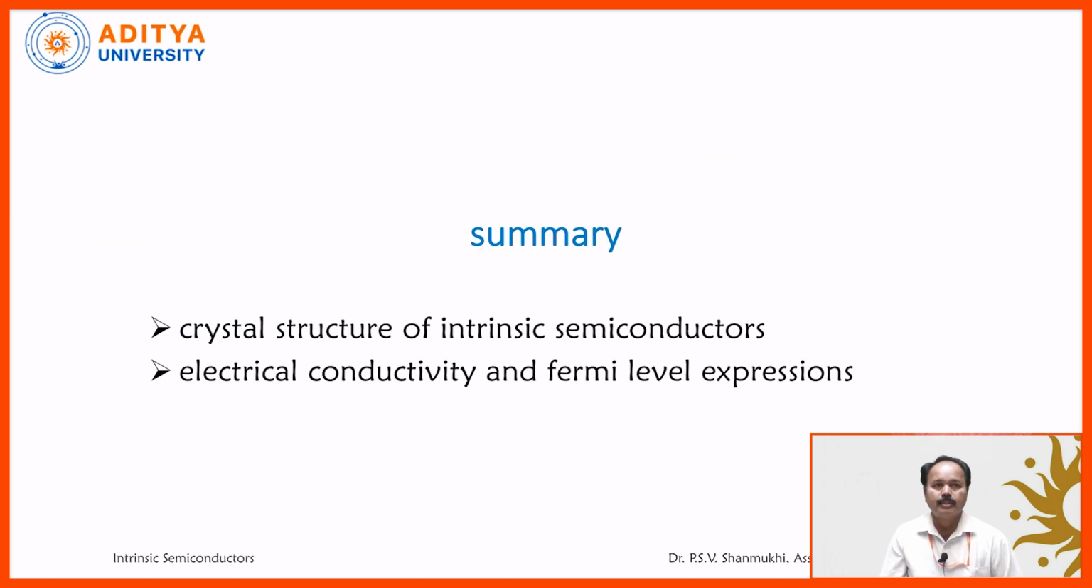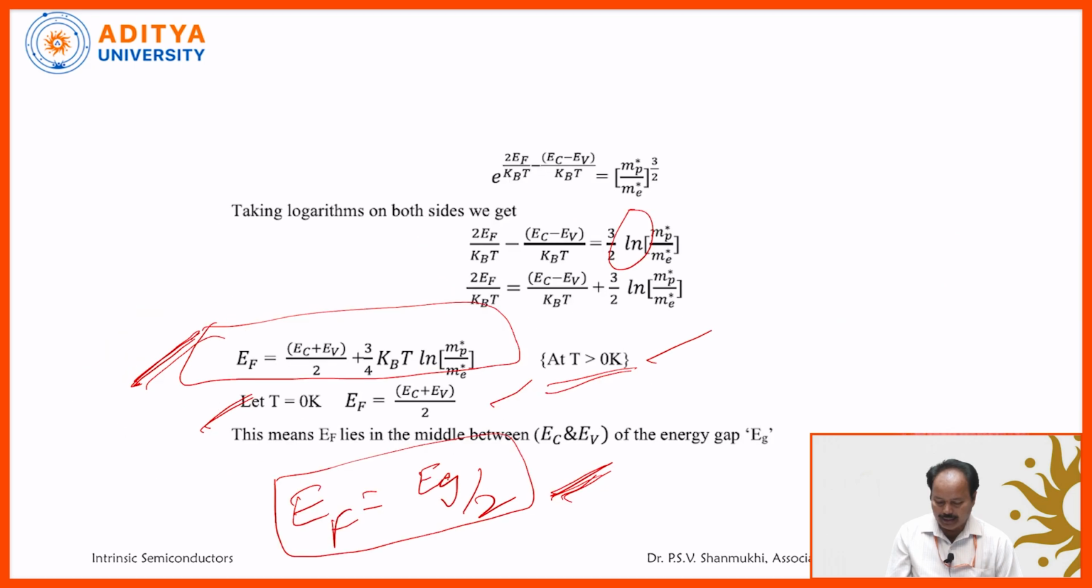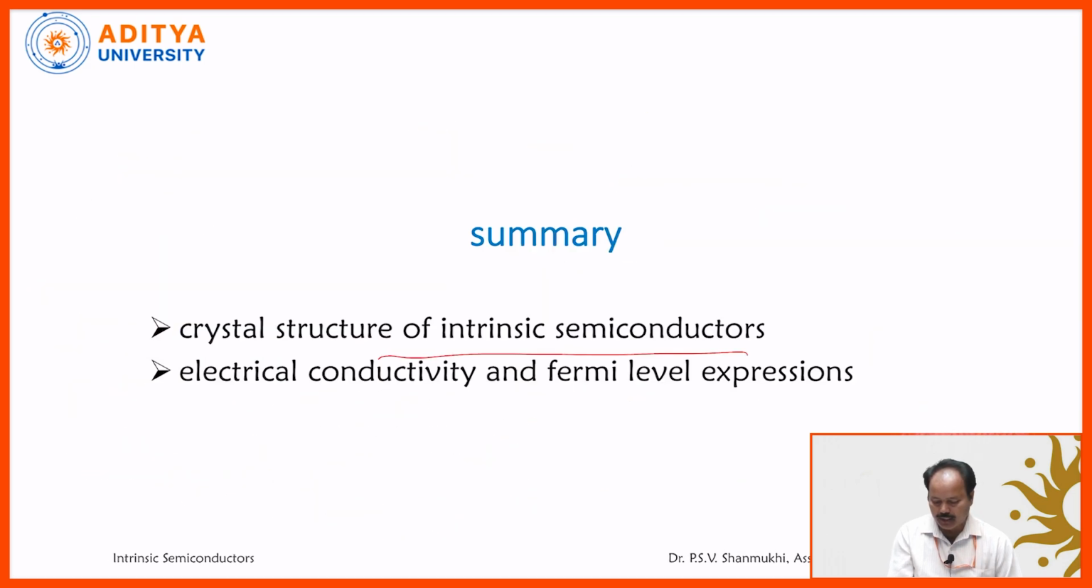So, coming to the summary, in this article what we have seen is the crystal structure of an intrinsic semiconductor. This is the crystal structure of either silicon or germanium, and how the valence electrons are in the formation of covalent bonding we have seen. And corresponding to that, we have seen the energy band diagram. Later, we have derived the expressions for electrical conductivity and also the Fermi energy level.